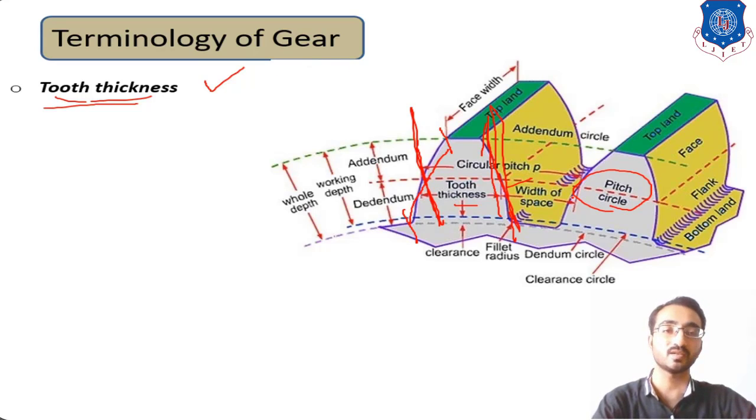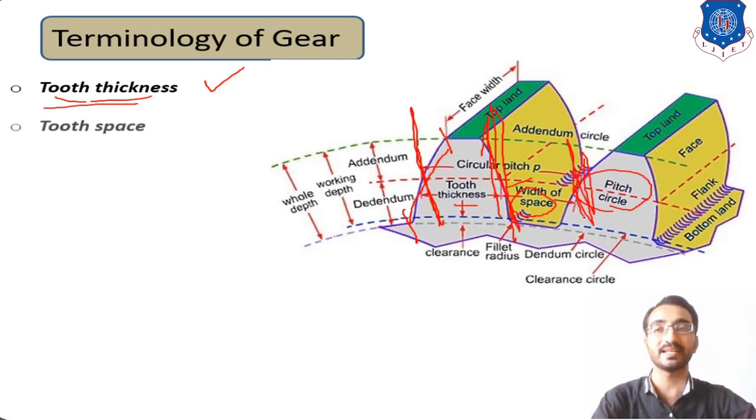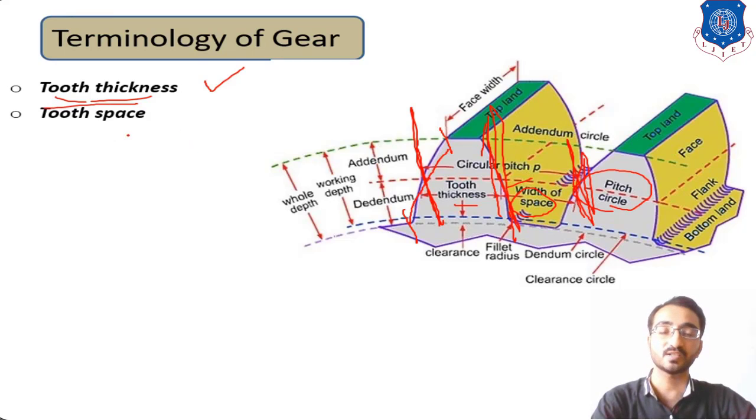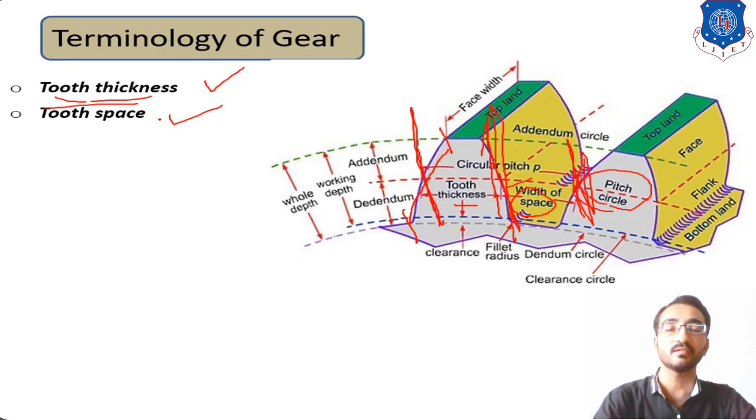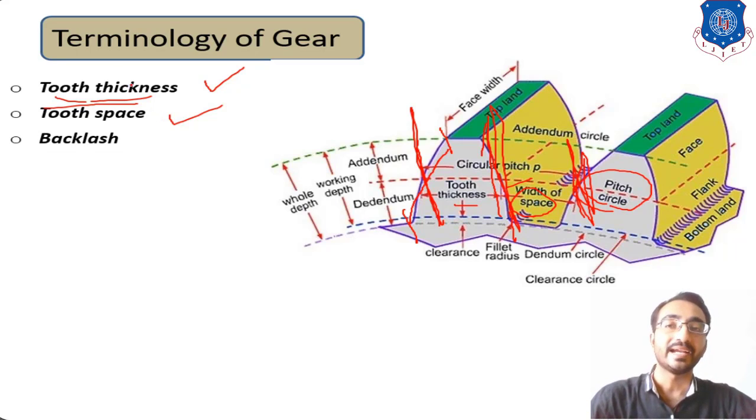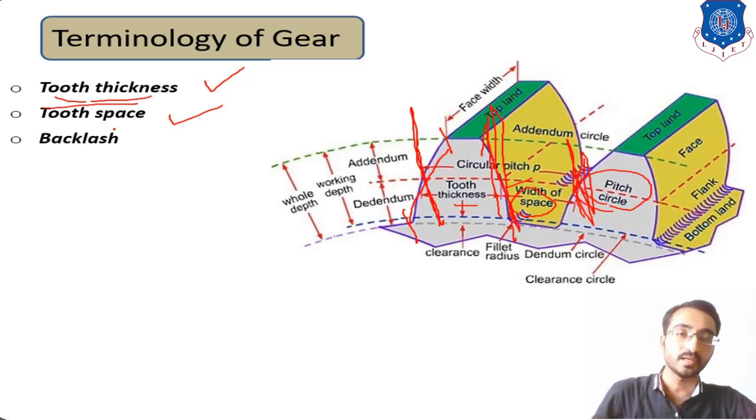Okay, so the other distance which remains is the space between them. If you want to identify or measure this distance, then it is termed the tooth space. The space between two gear teeth measured along the pitch circle is known as the tooth space. Now, ideally you will imagine that the tooth thickness and tooth space may be the same, because the distance should be the same. In theoretical terms, they should be the same value.